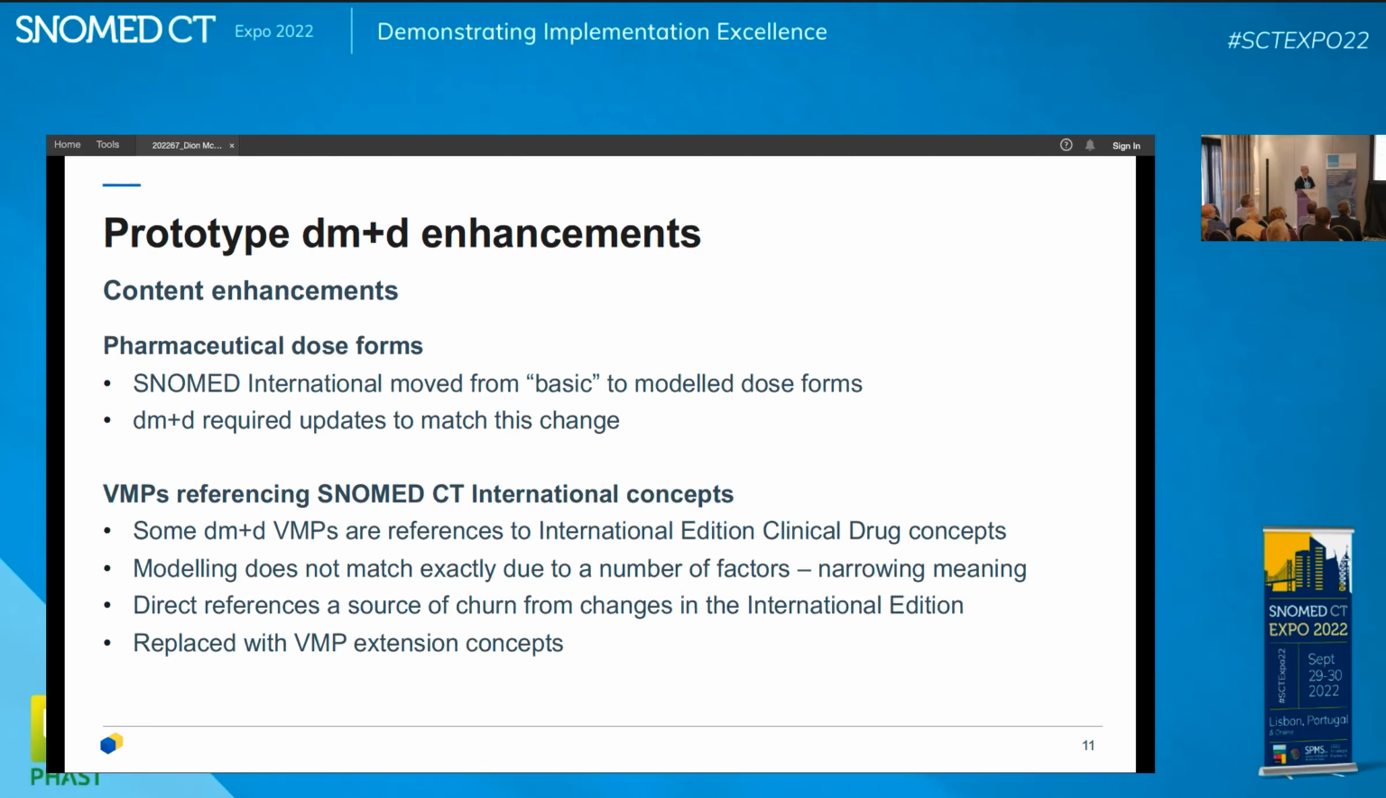And then there were the VMPs that reference the international concepts. Some of those are international concepts. There were a number of them that are in the UK drug extension. They have additional relationships and things applied to them, which actually narrows their meaning. So they're not really the same concept, which is probably not right. So those needed to be replaced as well.